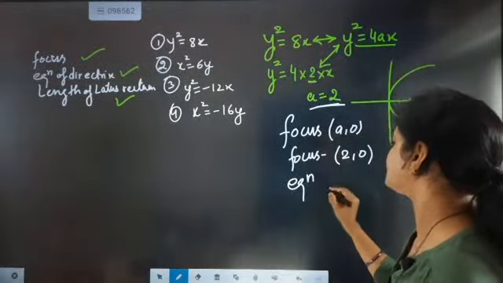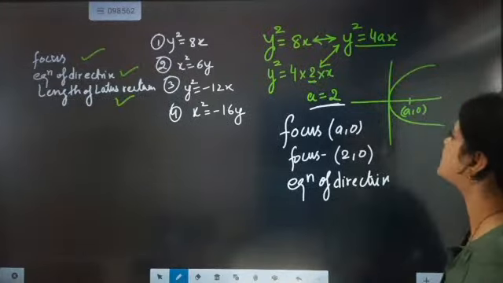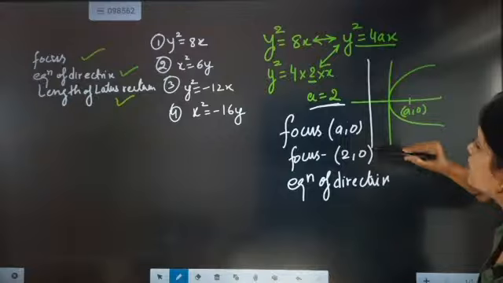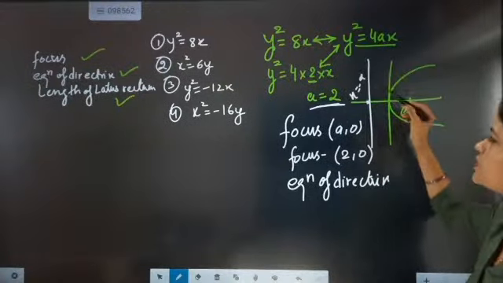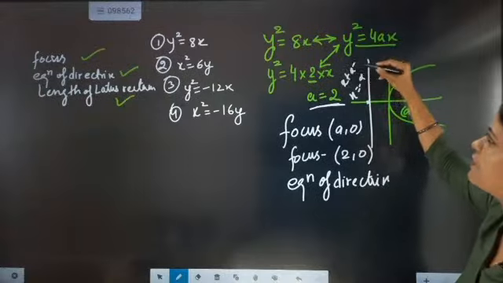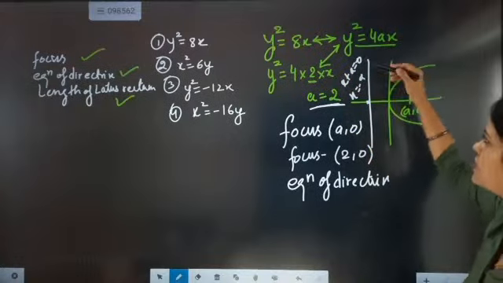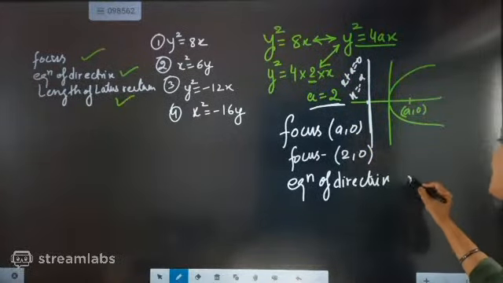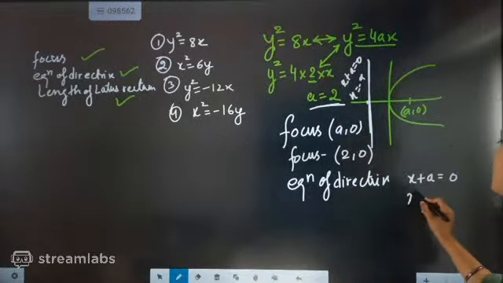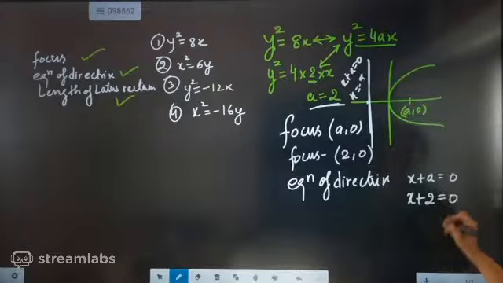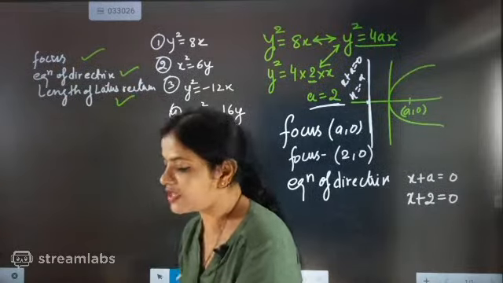After getting the focus, the equation of directrix. What will be the equation of directrix, beta? For this one, the line will be x equal to minus a. So the equation of directrix is x plus a equal to 0, because it is just opposite to the parabola. What is the value of a? The value of a is 2. So the equation of directrix is x plus 2 equal to 0. Very good, Gautam. Back to back you are giving all the answers correct.